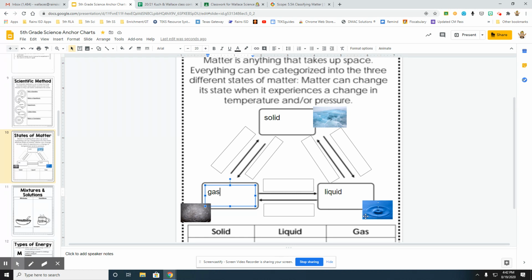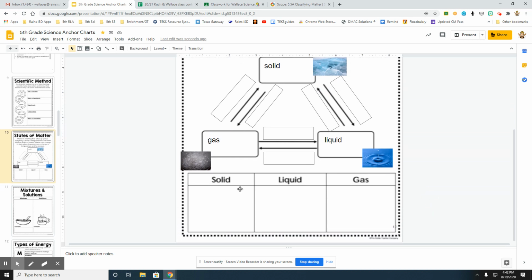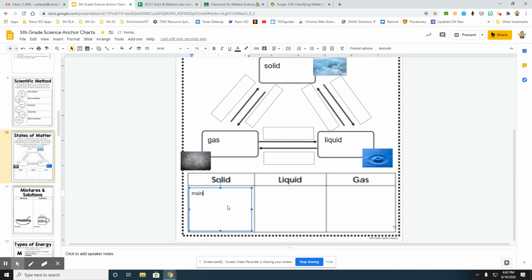Okay. So the next thing we need to do is describe these three states of matter. So if we scroll down, we've got a table here. And we need to put some descriptors of a solid, liquid, and gas. One thing that we know about a solid is it maintains its shape. So you think of a block of wood, right? It's going to maintain its shape unless you cut it or you do something to change its shape physically. It's just going to sit there and maintain its shape.